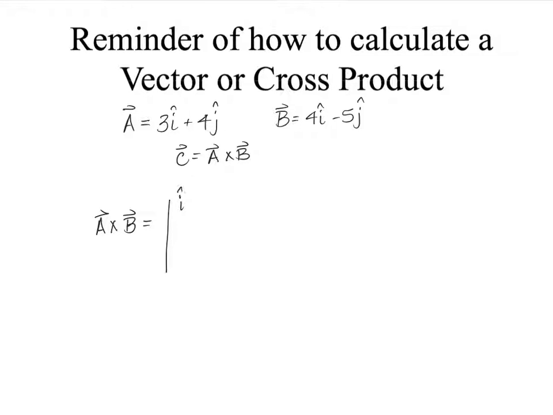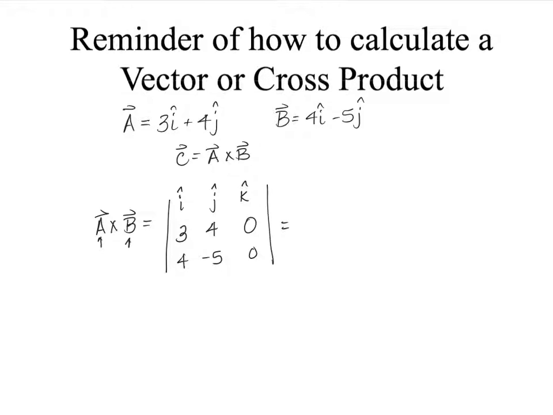Now, we're going to form a 3x3 matrix. The top row is going to be our unit vectors. The next row is the first vector. That'll be the components of vector A. The x component goes here, the y component goes here, and the z component goes here. Then finally, the third row is for the second vector. It's the x component, the y component, and the z component.